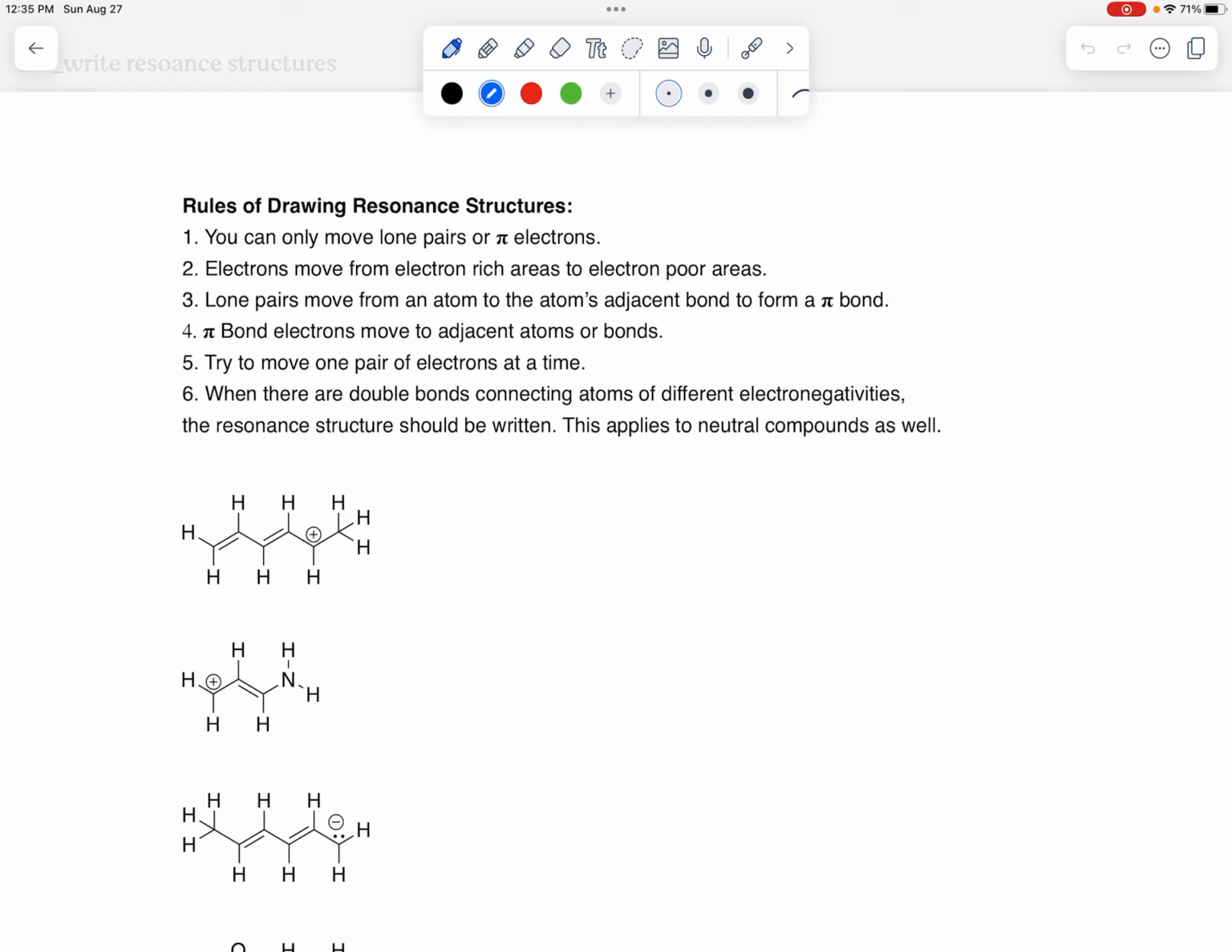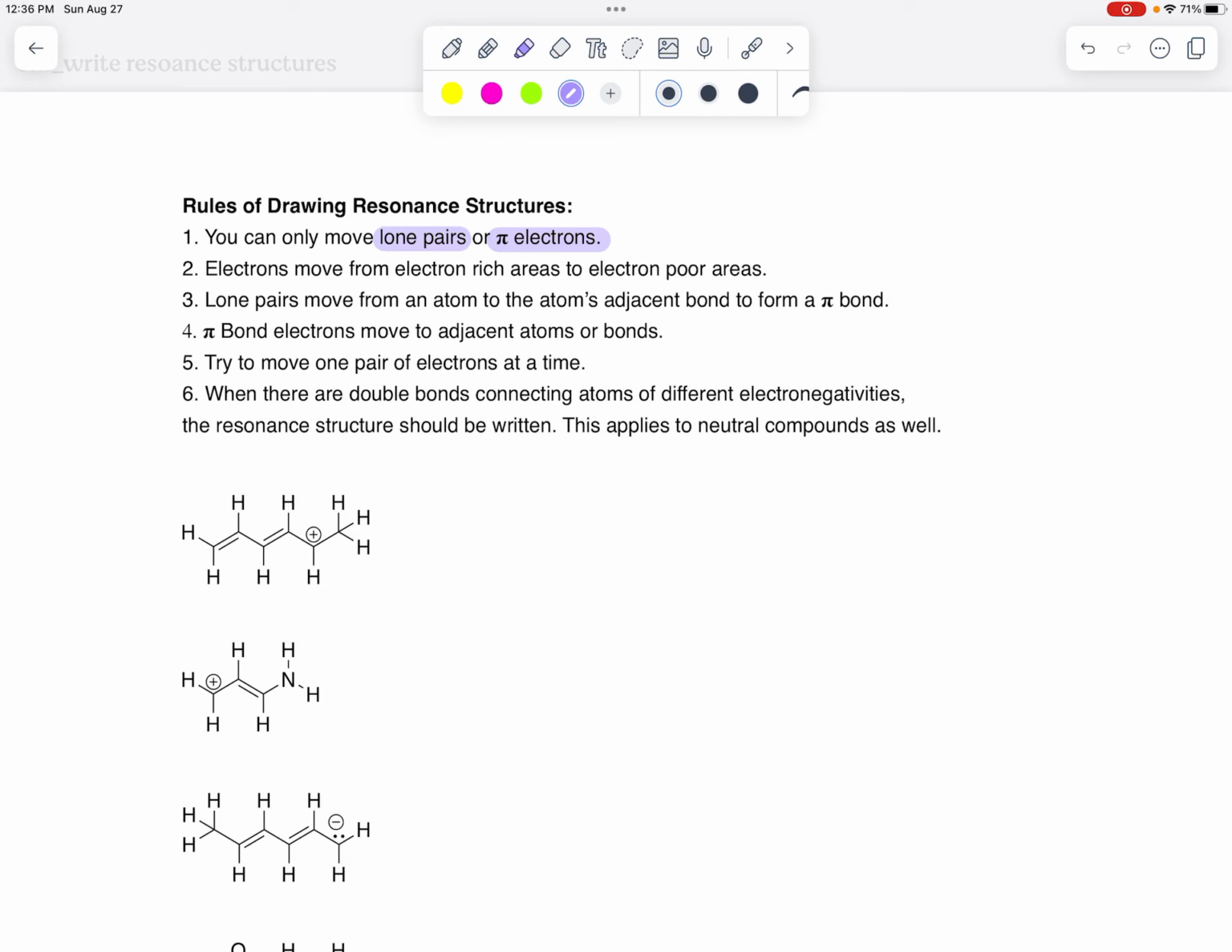Alright, to draw resonance structures, you really need to keep a few rules in mind. First of all, only lone pairs or pi electrons can be moved around. In other words, your sigma framework, your single bonds, should never be moved around. Remember, sigma bonds are formed by head-on overlap, and those bonds are really stable.